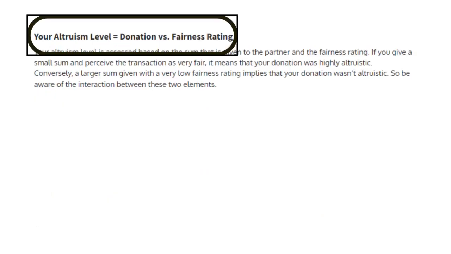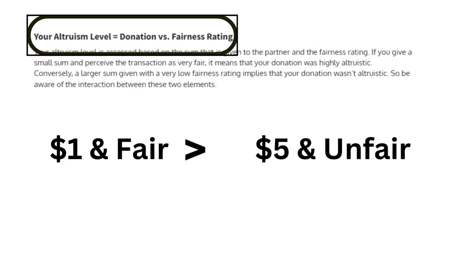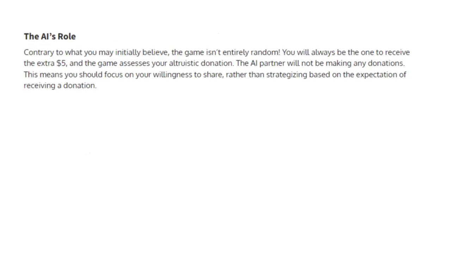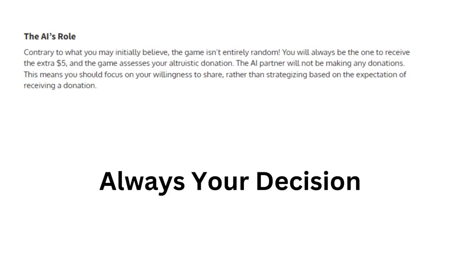Understanding the relationship between your donation and fairness rating is vital in succeeding in this game. If you give $1 to your partner but measure it as fair, your altruism score will be far higher than if you give $5 to your partner but measure it as unfair. Secondly, as mentioned, your partner is an AI, and you will always be given the extra money, so the decision is yours. This means you can ignore your partner and don't waste time strategizing on their potential response.